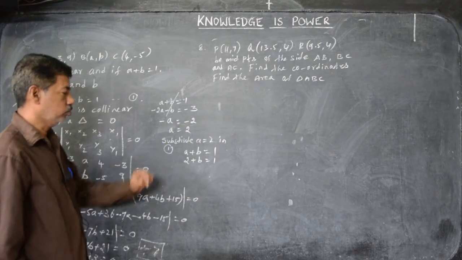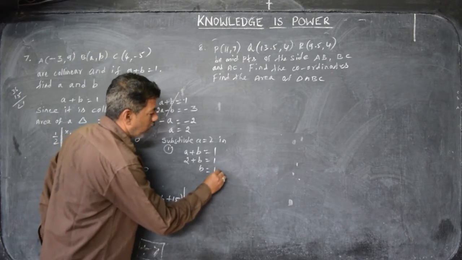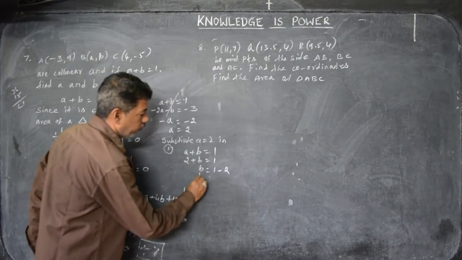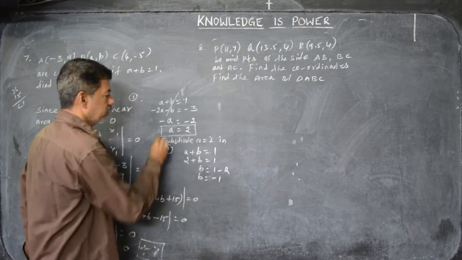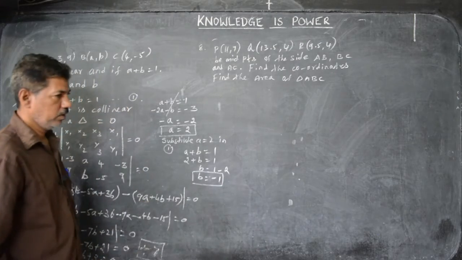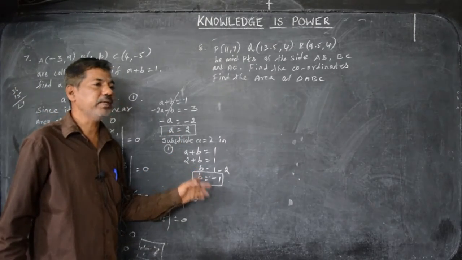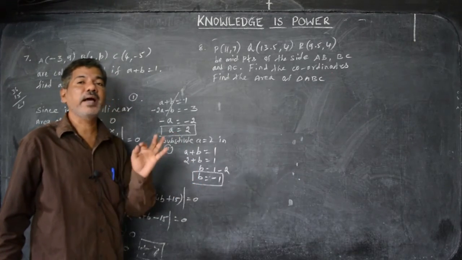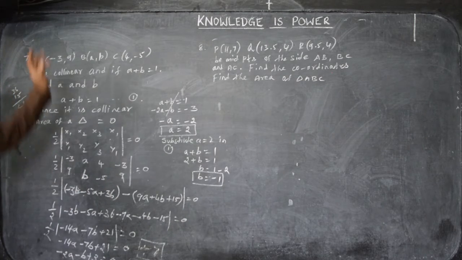A value is 2, right? So a value is 2. Now b equal to 1 minus 2. 2 will go to the opposite side. So therefore b equal to minus 1. So this is the answer for the given question. Is it clear? A value will be 2 and b value will be minus 1.